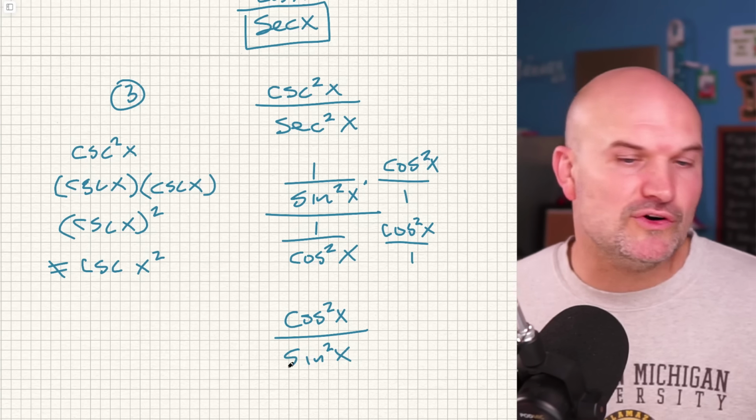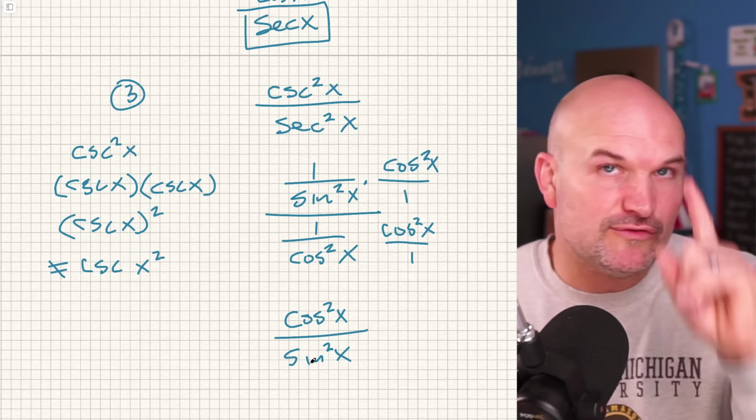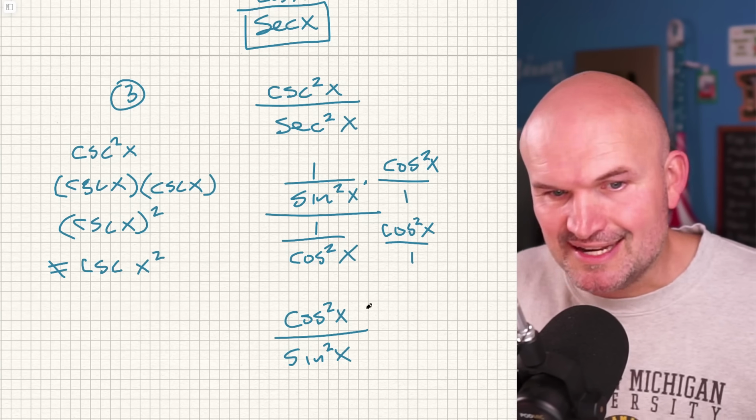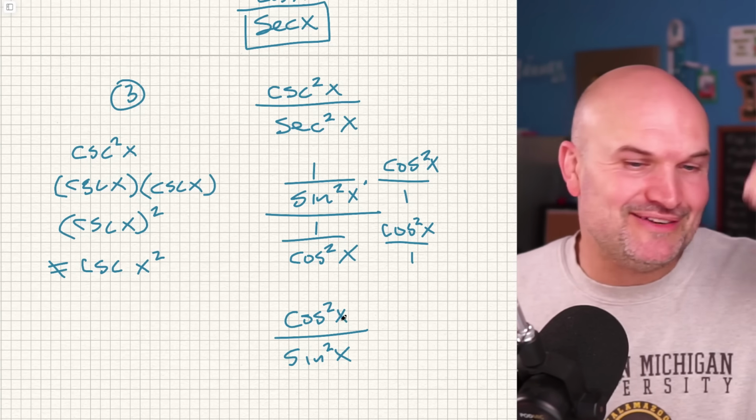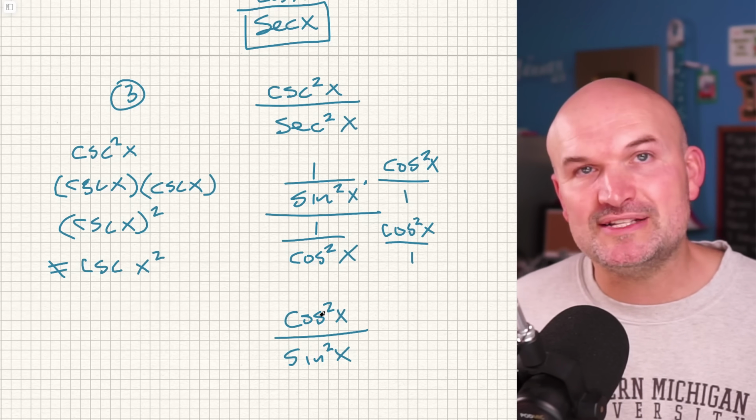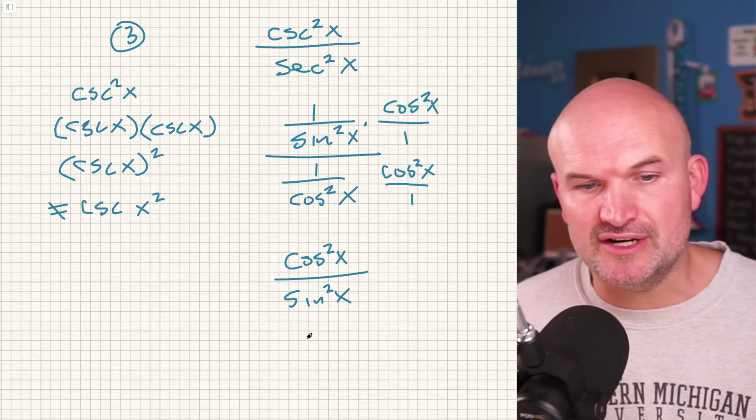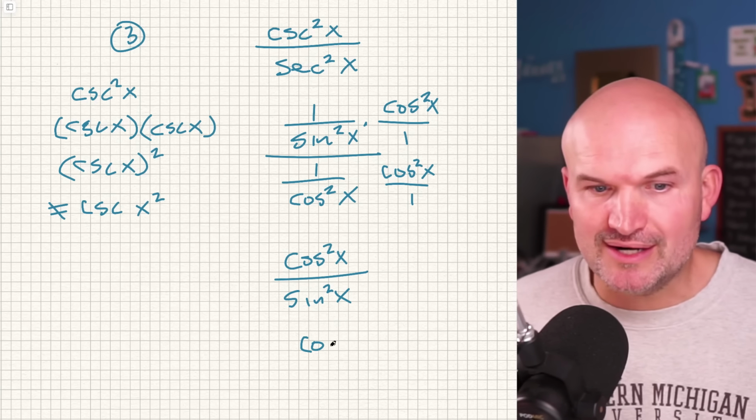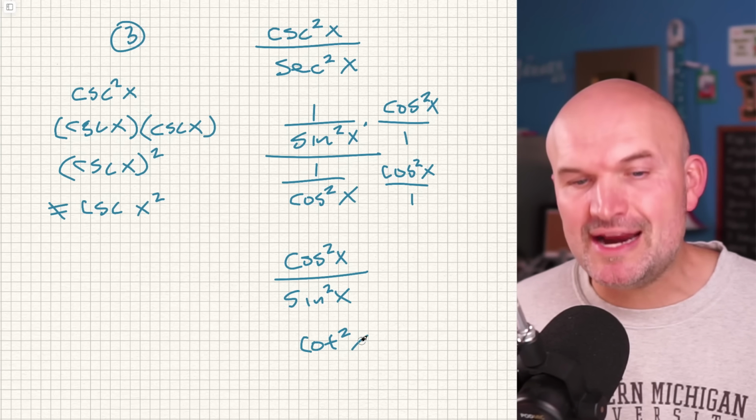Now, unfortunately, our terms don't divide out. But if we remember our quotient identities that we talked about, that you need to know, if you have not downloaded the sheet, make sure you go and download it now. This is going to represent the cotangent of x. But again, our terms are squared, so this is the cotangent squared of x.